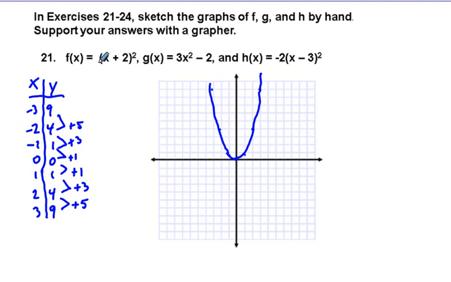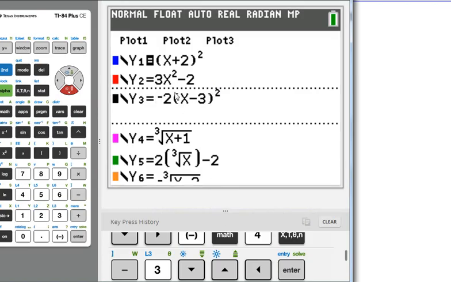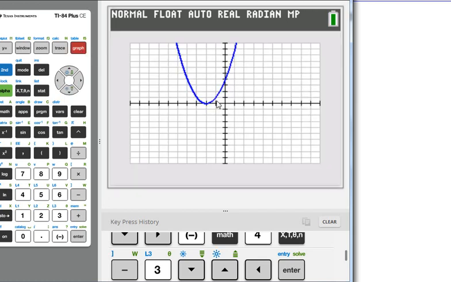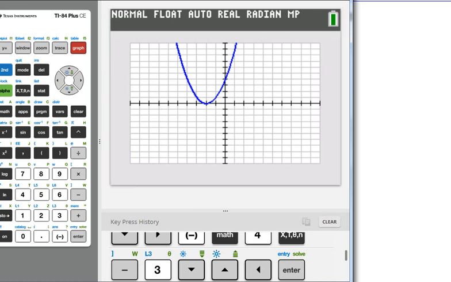Okay, so what we have here is this quantity x plus 2 squared. What is this x plus 2 going to do? Well, I happen to know that that's going to move the curve 2 units to the left. So the graph is going to look like this. And I'm going to verify using the calculator, and it so happens that I have pre-entered this function in the calculator, and I graph, and I get exactly that. The curve moved over 2 units to the left.